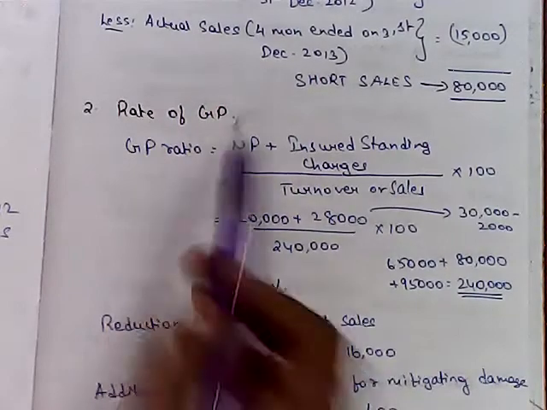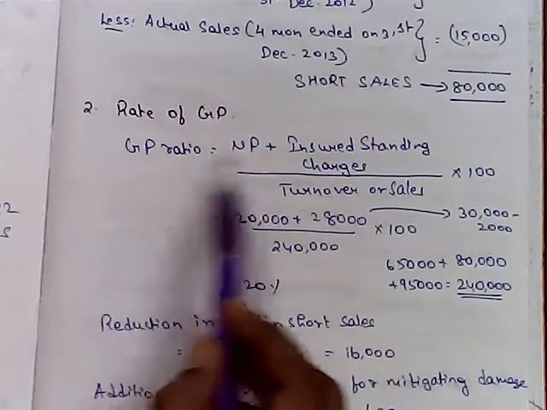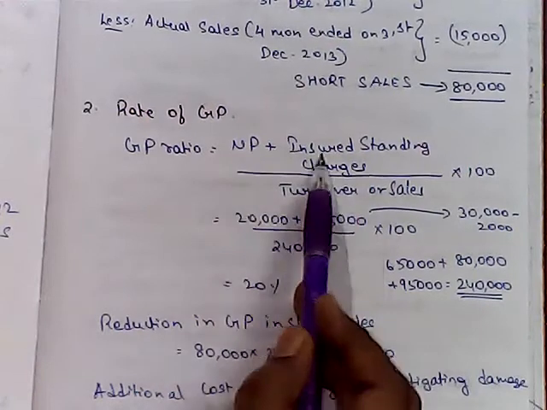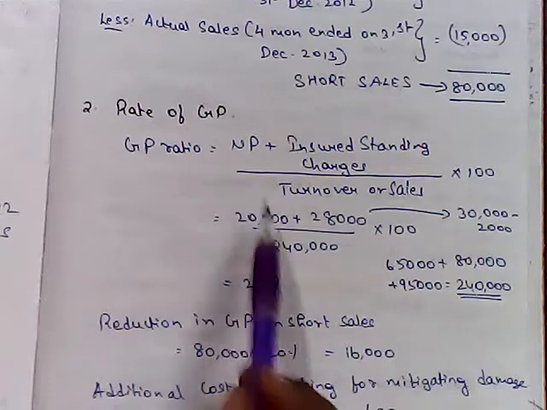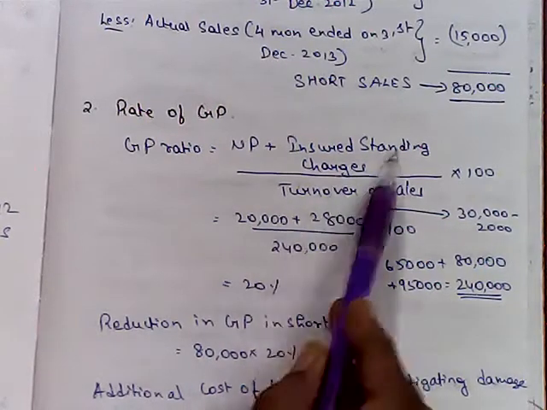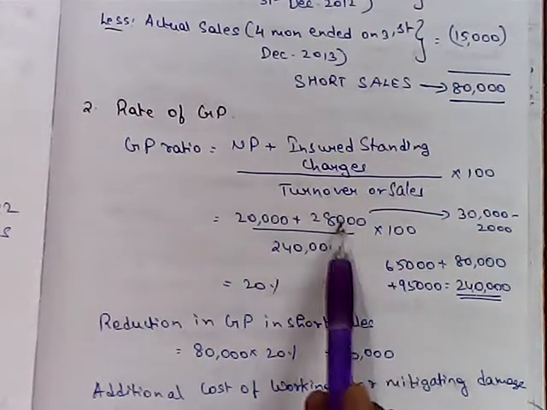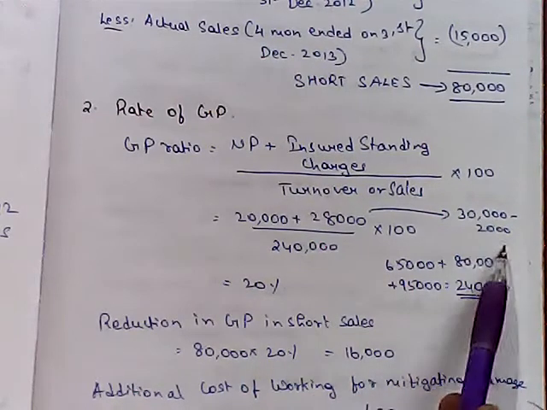Next is rate of gross profit. Gross profit ratio is equal to net profit plus insured standing charges divided by turnover into 100. So net profit is 20,000 and insured standing charges is 28,000. How did we get this 28,000? It is 30,000 minus 2,000.